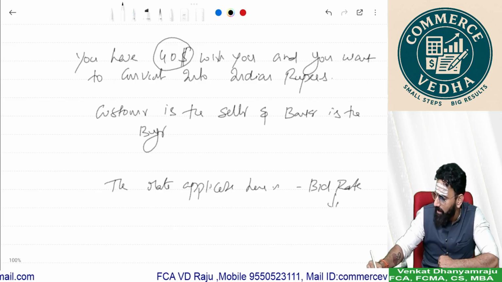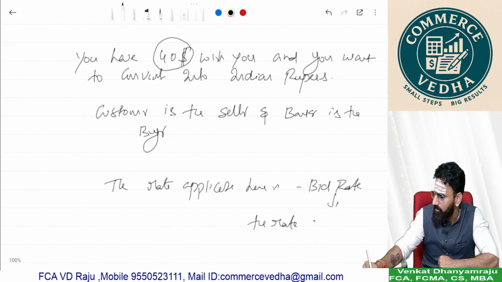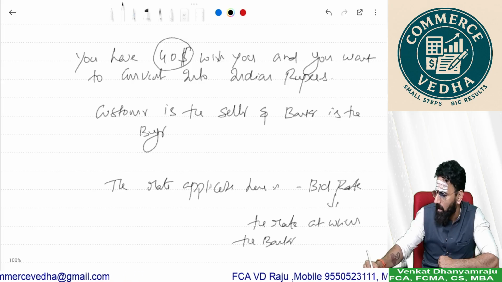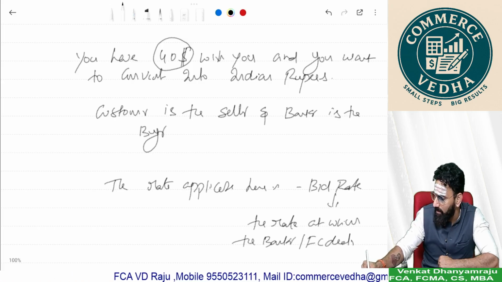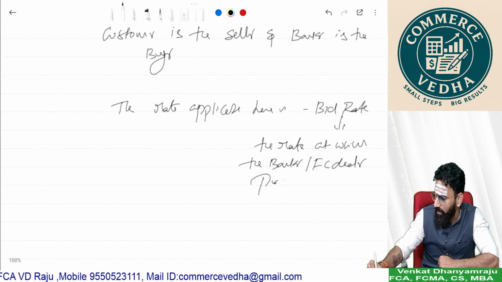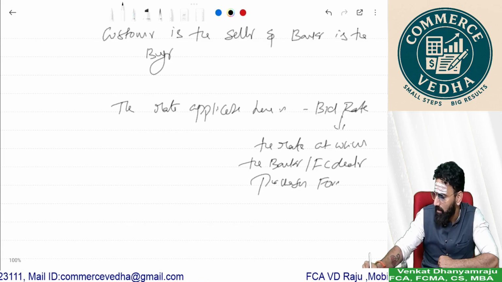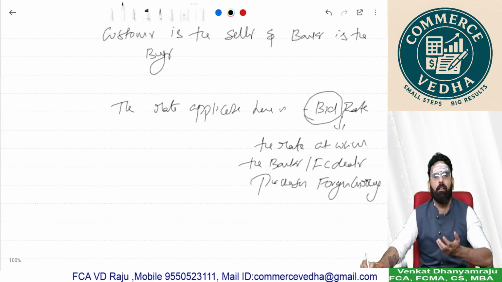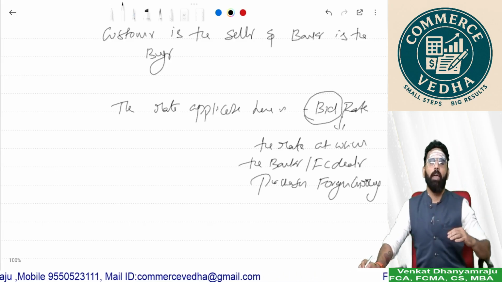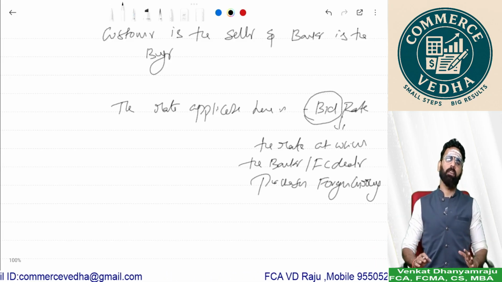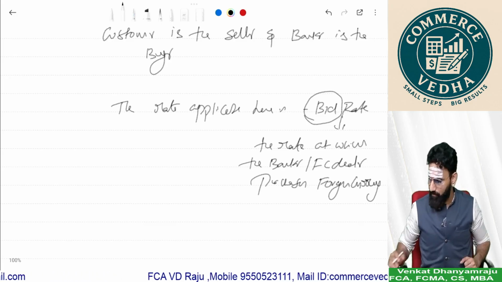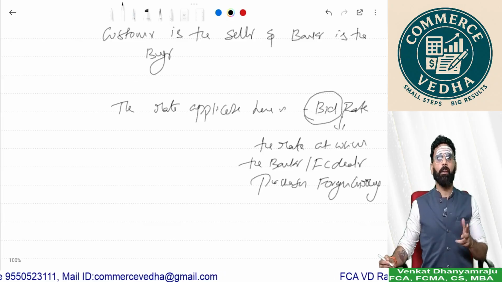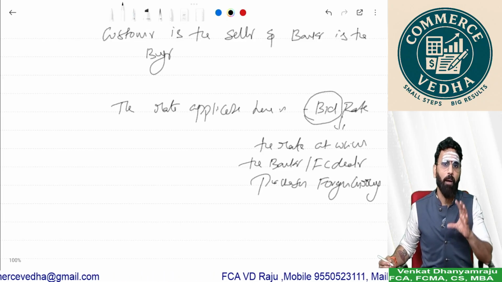Why? Because it is the rate at which the banker or the foreign currency dealer purchases foreign currency. So whenever you want to sell dollars, you should sell to an exchange dealer. In simple terms, we are calling him the banker. So whenever I sell my foreign currency, I should look at the bid rate, because that is the rate at which the banker buys the foreign currency.